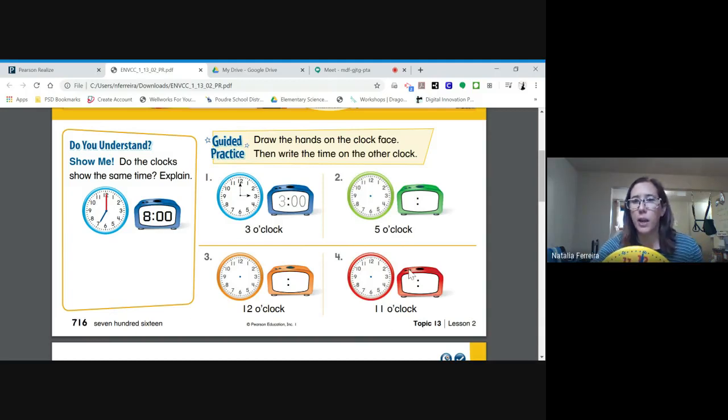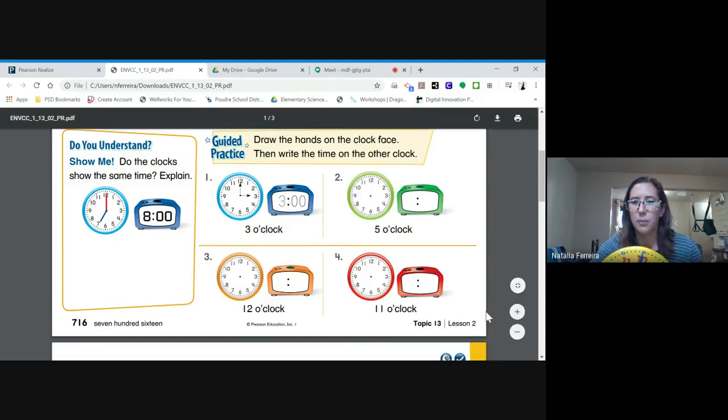So tell me, what do you think that this digital clock would look like? What number would be here? What number would be here? Or numbers would be here? 11 and 00.